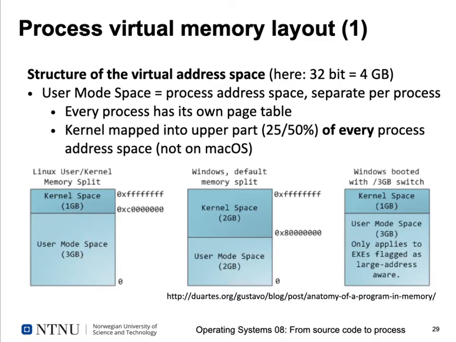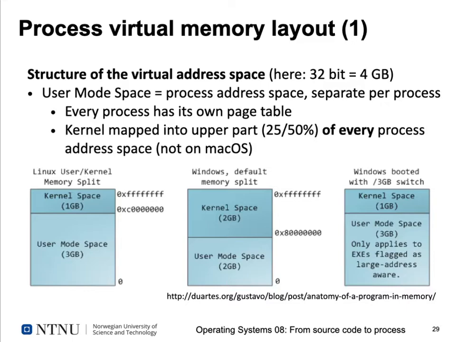Now, why does this make sense? The thing is that we have this TLB, this translation lookaside buffer, and it needs to be flushed when we switch from one process to another, because the new process we are switching to contains another virtual memory setup, so it uses different physical pages and needs its own page table. Now, if we had the 4 GB of user mode space all for the application, this would mean we would always need to find space for our kernel to execute.